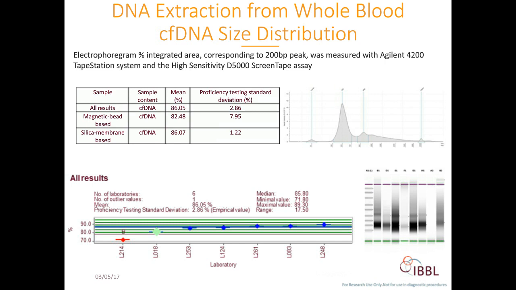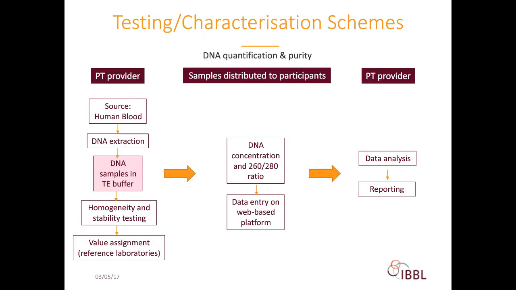Therefore, proficiency testing for processing methods allows participants to assess the efficiency of their processing methods. External quality assurance for testing schemes or analytical methods also exist. For example, DNA quantification and purity scheme.